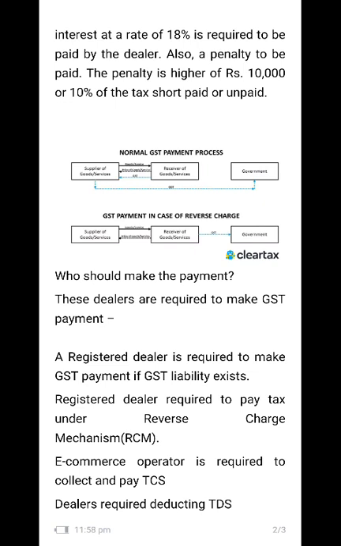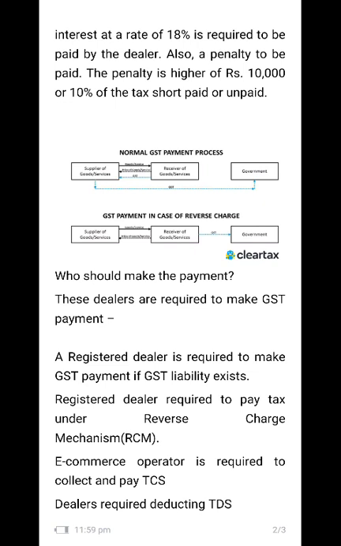The second one is GST payment in case of reverse charge. That is, in case the buyer itself is paying the GST. The supplier of goods and service will give the product to the receiver of goods and service, and then the receiver will pay the GST directly to the government. There is no contact between the supplier and the government in case of reverse charge. It is not as familiar as the normal GST payment process.